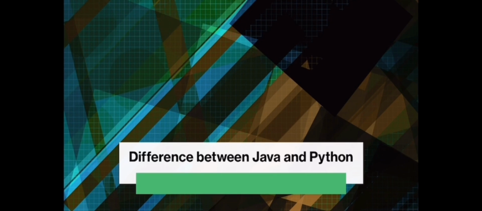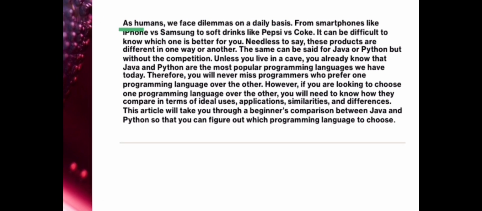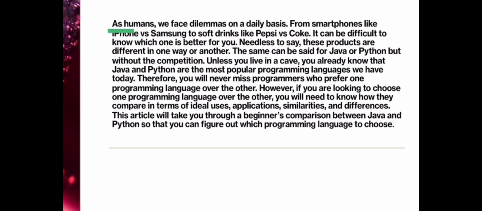Okay, let's start our video about differences between Java and Python. As humans, we face dilemmas on a daily basis, from smartphones like iPhone versus Samsung to soft drinks like Pepsi or Coke. It can be difficult to know which one is better for you. Needless to say, these products are different in one way or another. The same can be said for Java and Python, but without the competition, unless you live in a cave.